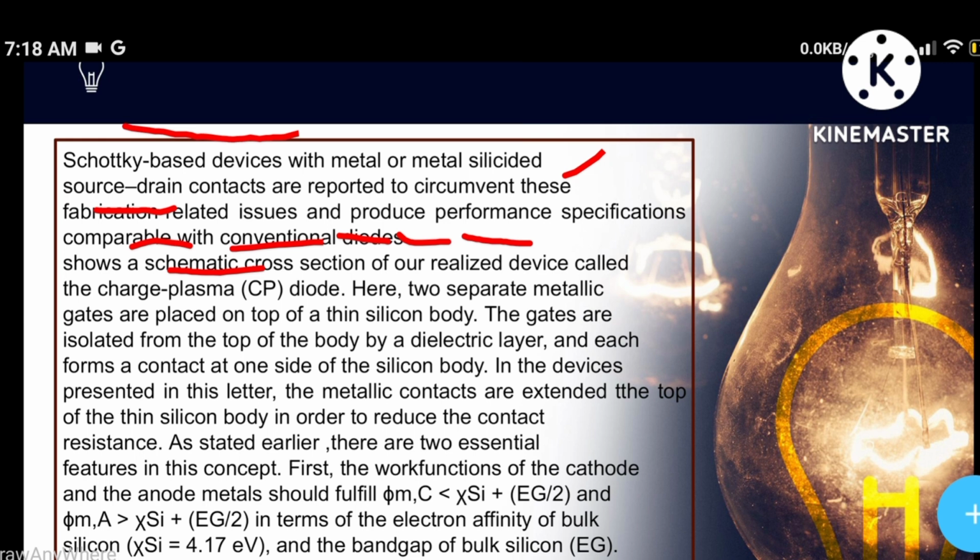Here two separate metallic gates are placed on top of the thin silicon body. It's nothing but two separated metallic gates, or metal plates, placed on the top of the thin silicon body.